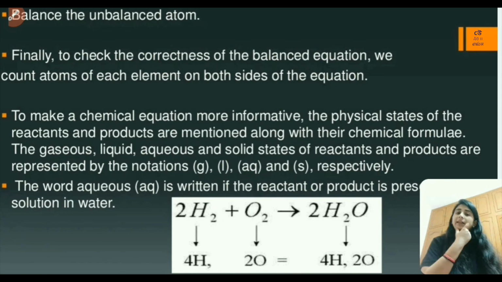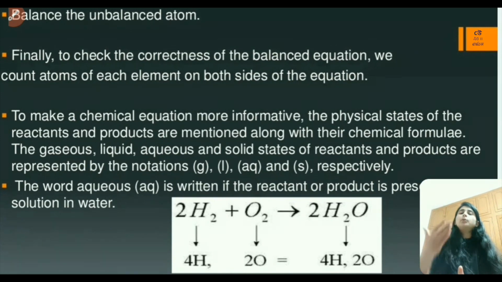Students, lastly we have to learn that while we are representing a chemical equation, we have to mention that if we are using this particular element, it is going to be in what state. If it is in solid state, it will be represented by small s. Liquid state is small l. Same goes with gas, small g. And lastly aq means aqueous solution.